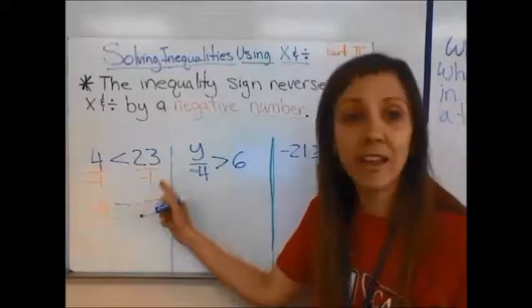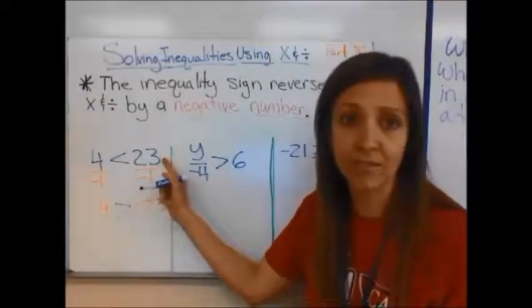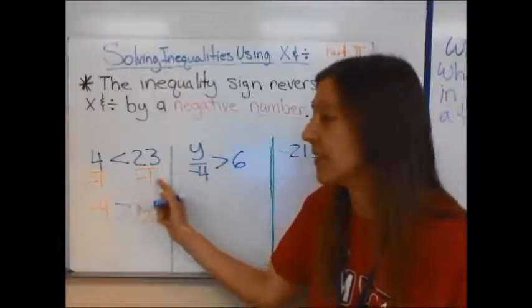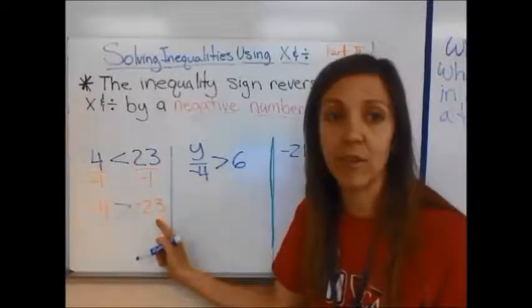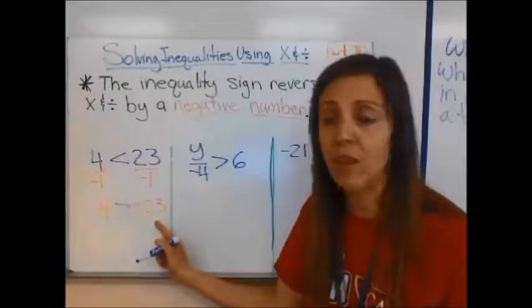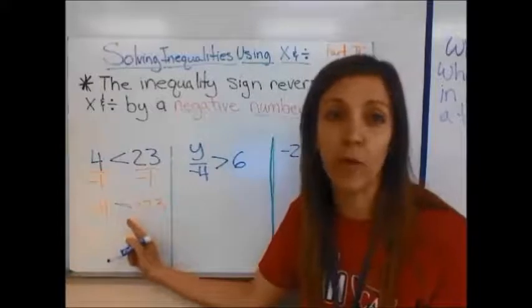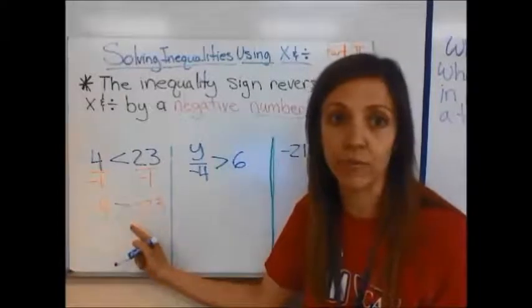When I divide by a negative number, it changes the value of the 23. The 23 went from a positive to a negative. It went from a greater number to a smaller number. Because of that, I have to flip my inequality symbol for the inequality to remain true.